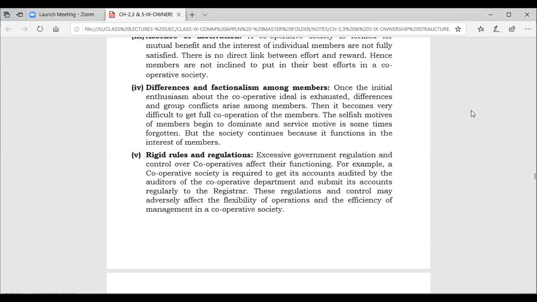Rigid rules and regulations. Cooperative societies' rules are very, very rigid. They are not flexible. A cooperative society is required to get its accounts audited by a chartered accountant. The other rules of operations are very strict, and every member has to follow those rules. So this is what we discussed about the cooperative society.